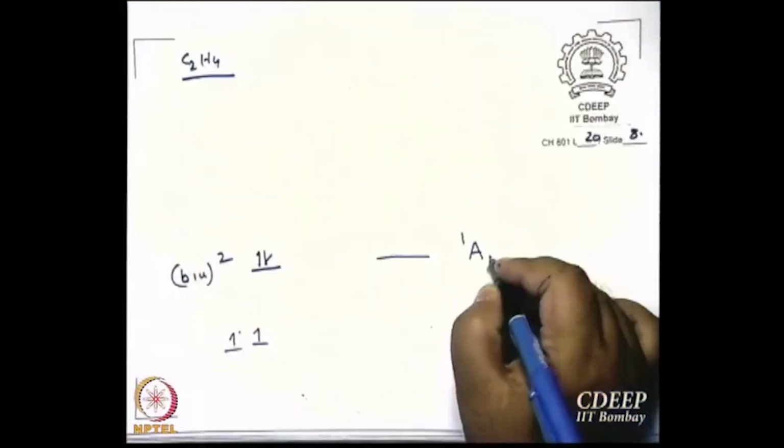AG or A1G? D2H, AG, not A1G. There is no A1G, AG. Because you cannot, I am not going to zoom in again. AG and AU, then you have B1G, B2G, B3G, and B1U, B2U, B3U. I think we discussed this sometime. It's AG, not A1G. So singlet AG.